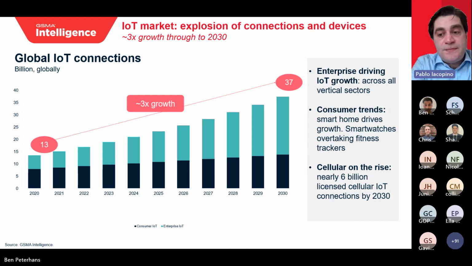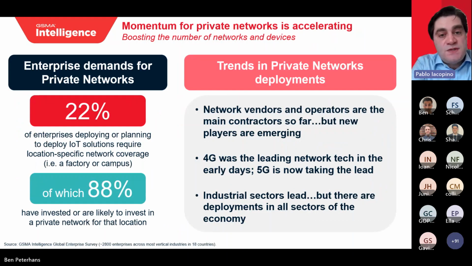Next slide. What we see is also that private networks momentum is accelerating. This is incremental to public networks, and it means that these private networks need to have network settings in order to allow devices to be connected. There is a huge demand for private networks. Deployments are accelerating. 22% of enterprises deploying IoT need location-specific network coverage, which means it's an opportunity for private networks. And operators are one of the main contractors of private networks with 4G and 5G key technologies.